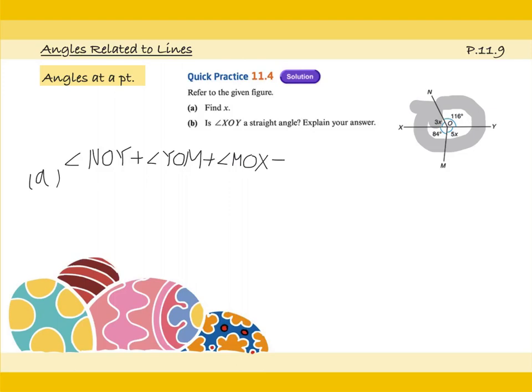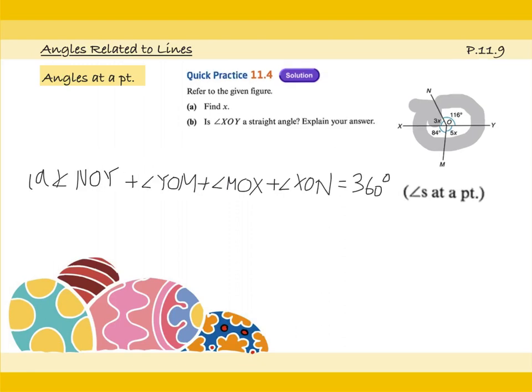Like this. And then finally angle XON. You see that I follow the order one by one: the first one, second one, third one, and fourth one. And then we put down the sum to be 360 degrees, with reason angles at a point. So substitute them one by one.